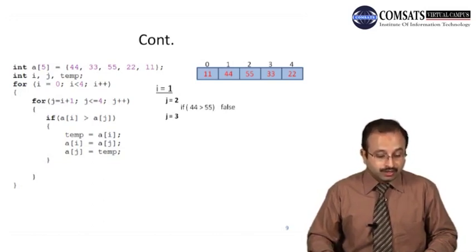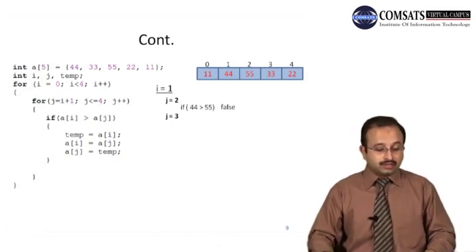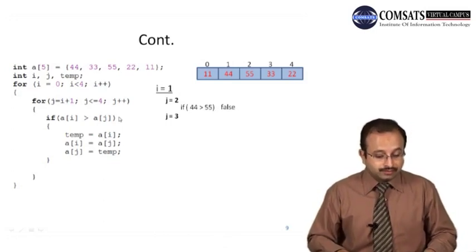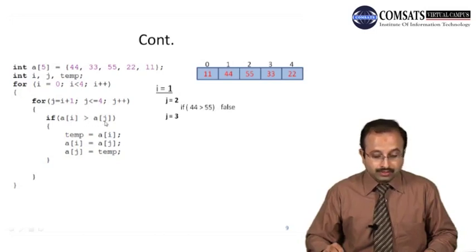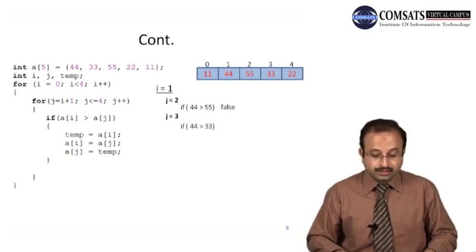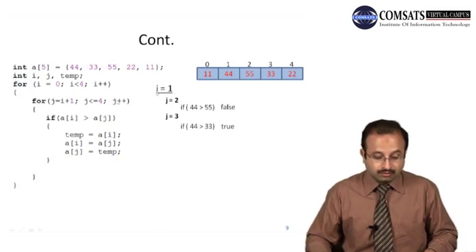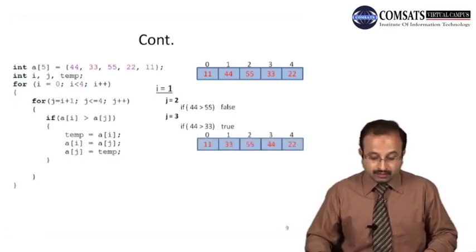And then it checks the loop condition, j less than or equal to 4. So 3 less than or equal to 4, condition is true. It comes inside and executes this if statement. The if statement is if A of 1, so the value of I is 1 now, is greater than A of 3. So A of 1 is 44 and A of 3 is 33. So 44 is greater than 33. The condition is true. Now we have to swap the value of 1st index and the 3rd index. So when these two values are swapped, the array will look like this. So 33 and 44 come over there. Rest of the elements are the same as before.